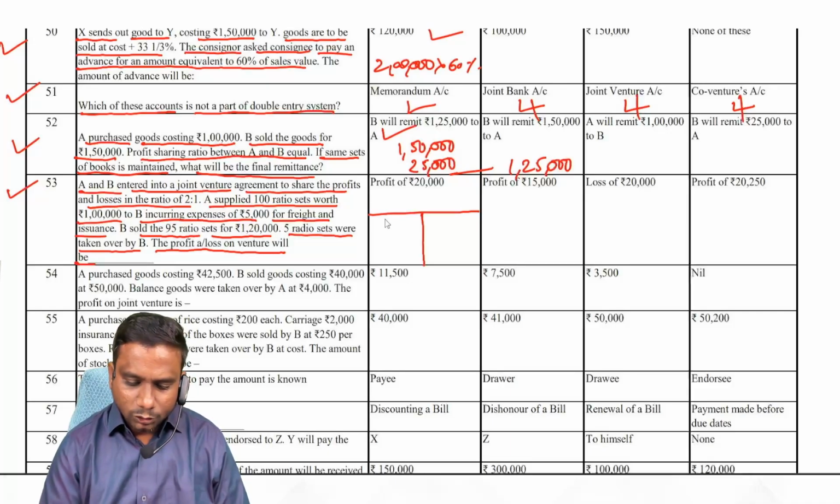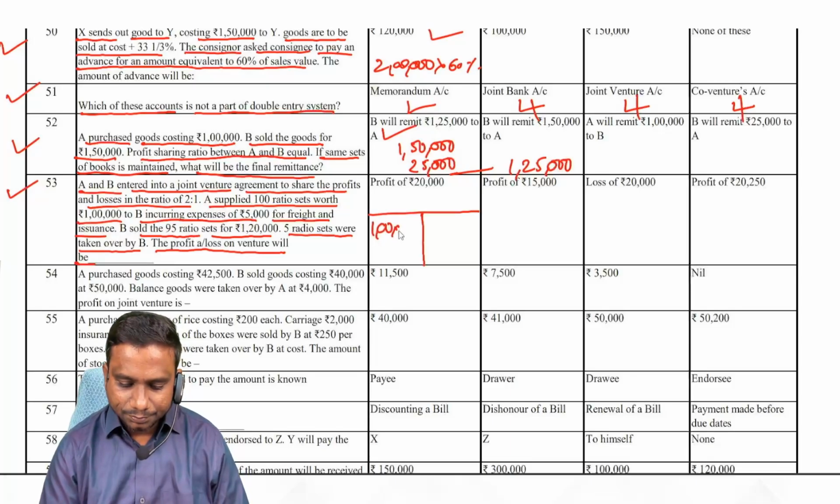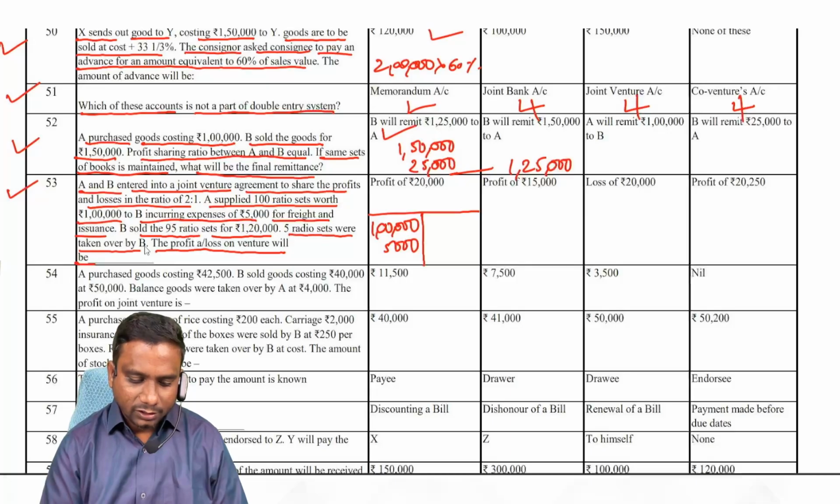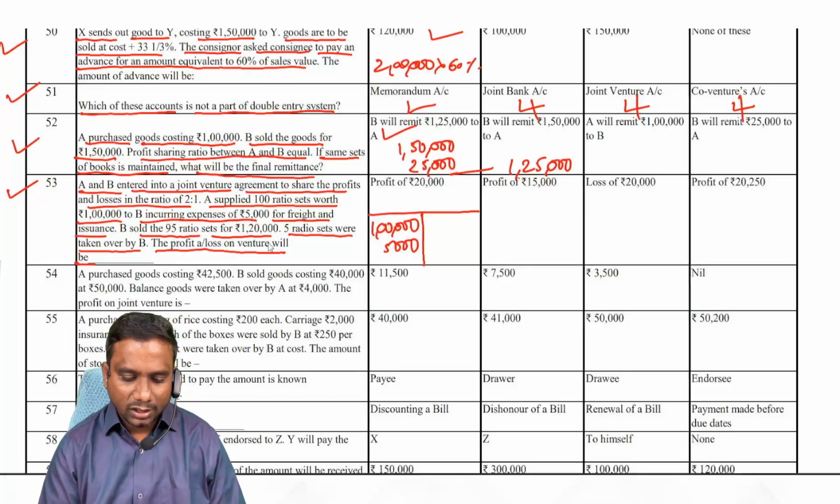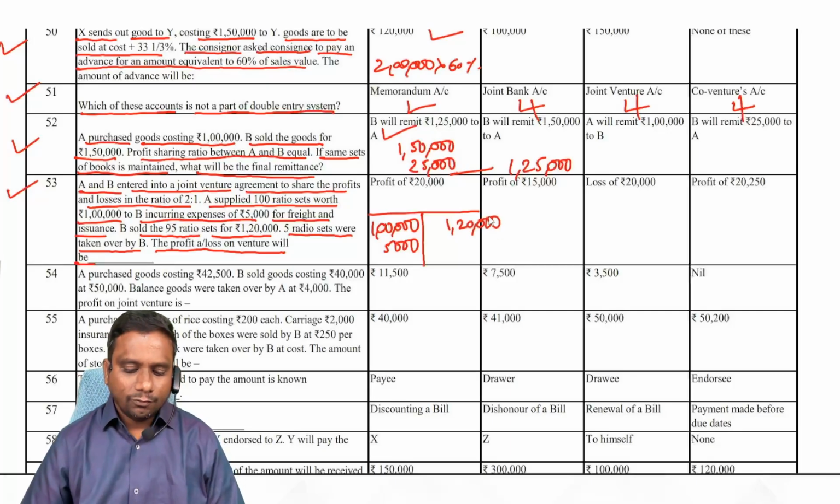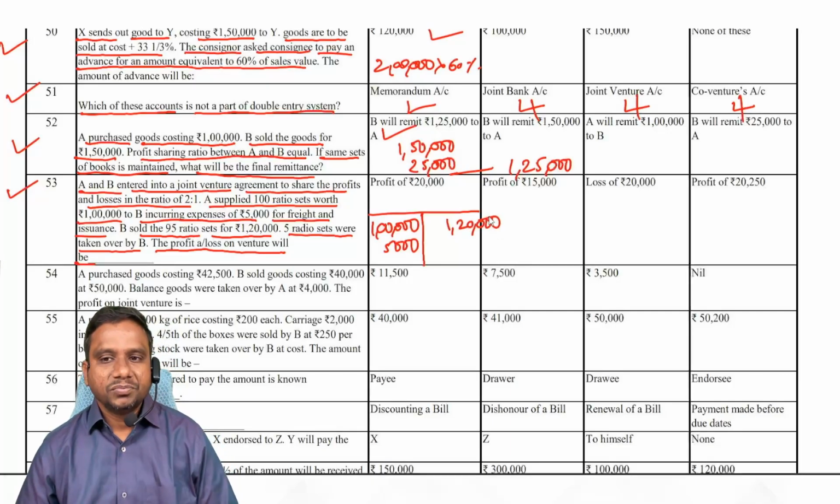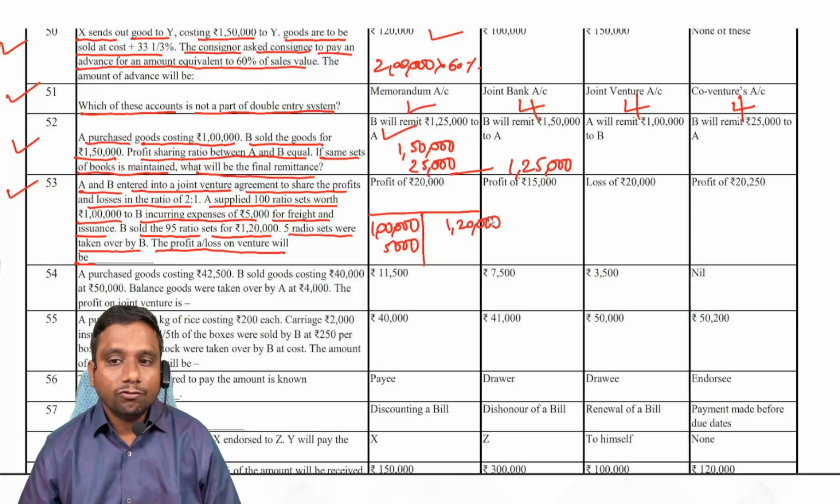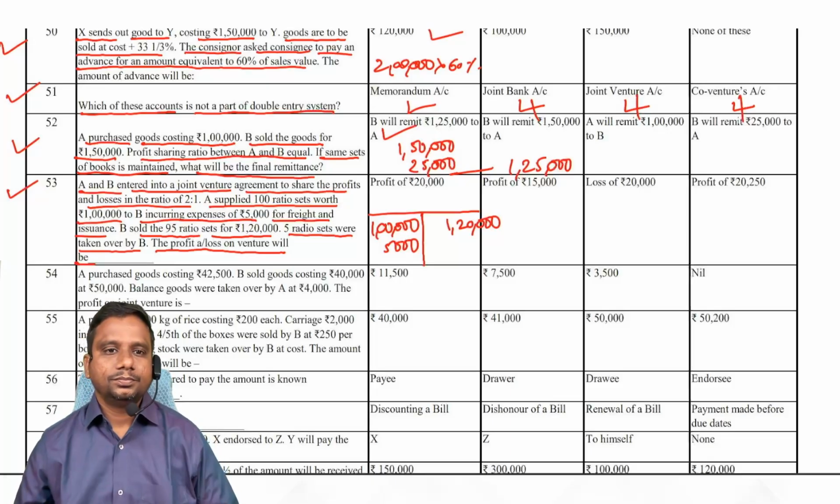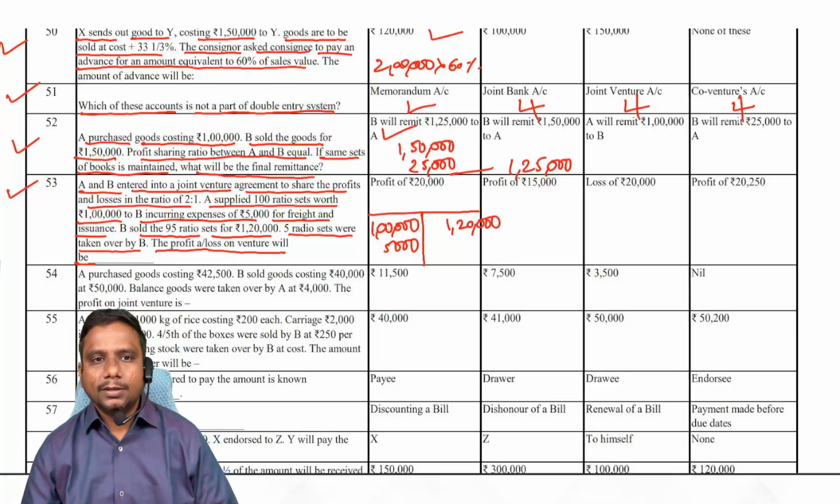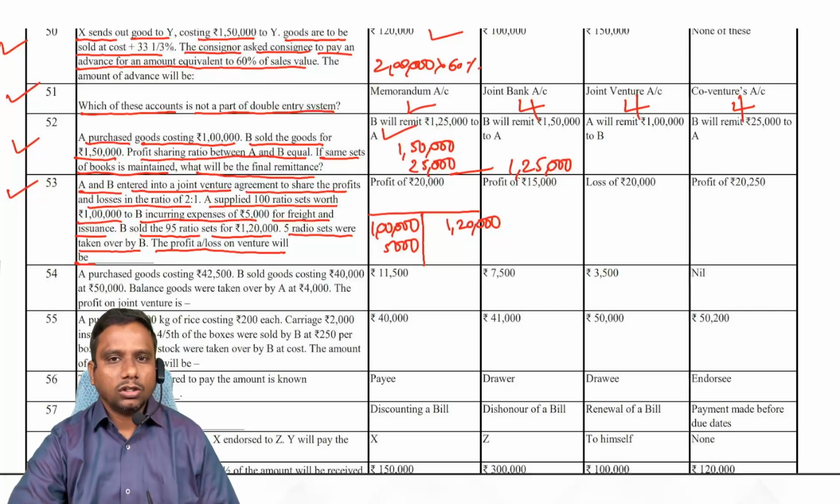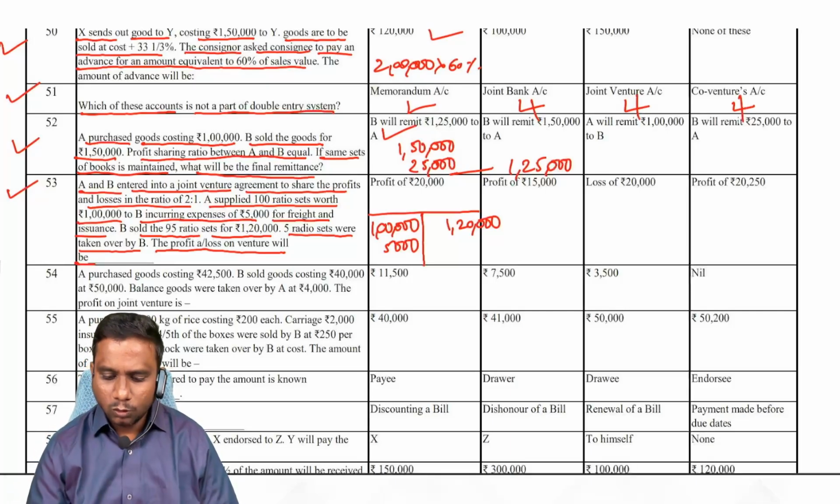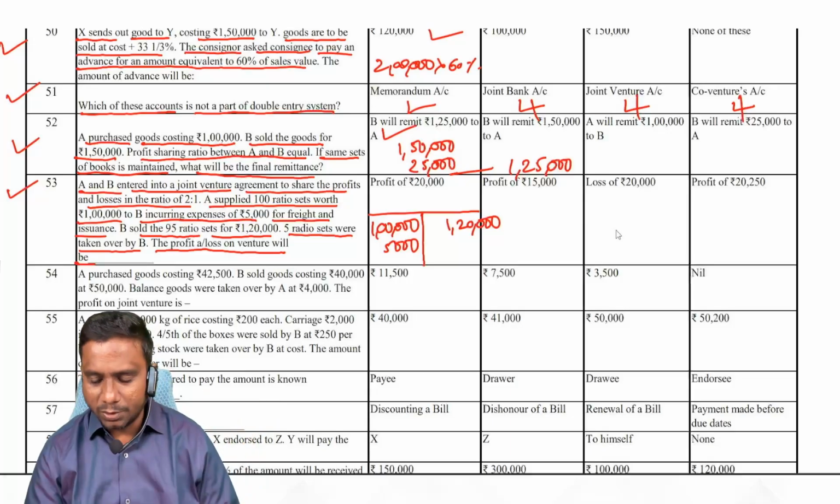Look at total 100 radio sets worth 1 lakh. Total 1 lakh. Expenses incurred 5,000 for freight. B sold 95 radios for 1 lakh 20,000 rupees, and 5 radio sets were taken over by B. Now look at this, this is treated as income for venture. So 1 lakh 20,000 is income for 95 sets, and 1 lakh is cost and 5,000 expenses incurred. Now how many radios are taken by B?